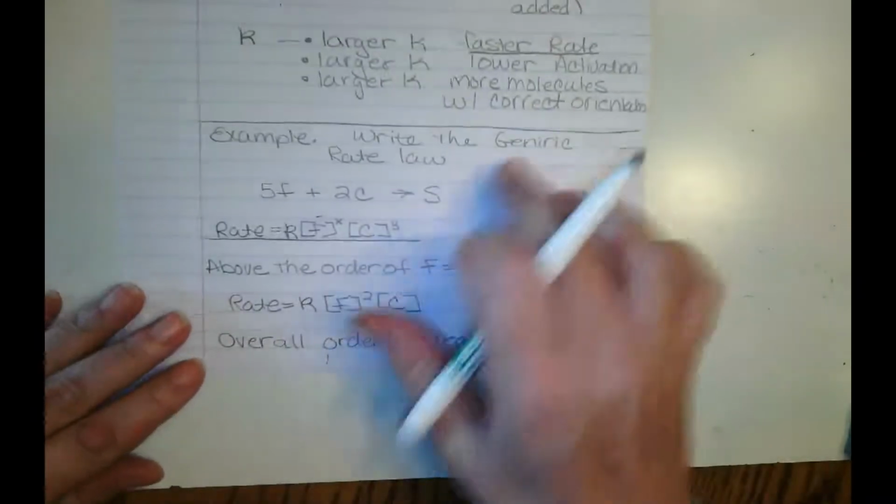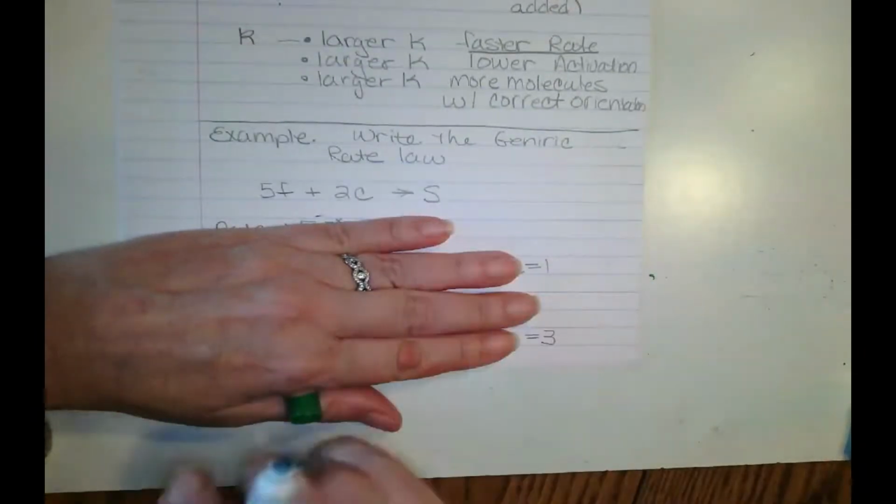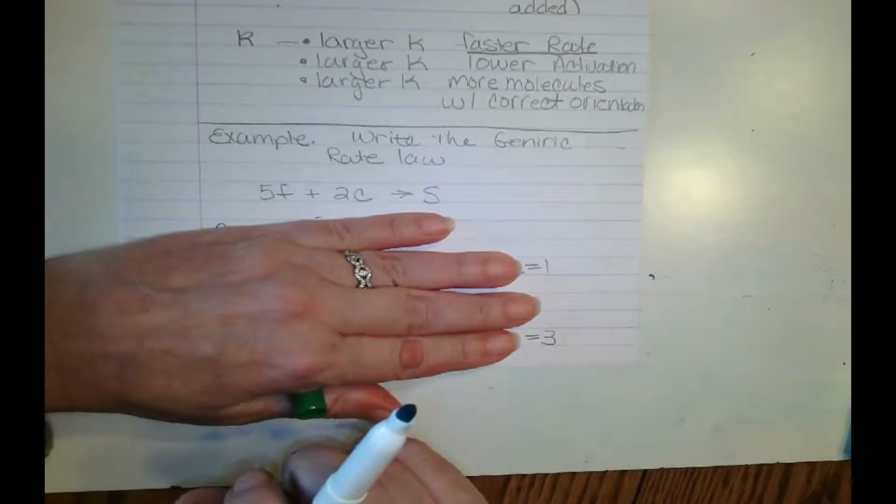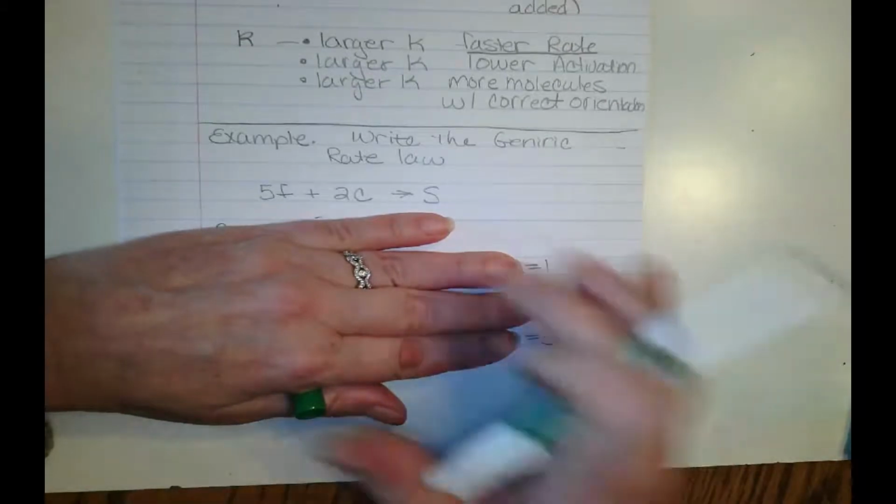Okay, so here's some examples. Write the generic rate law. Okay, here is my problem. Can you do it? So remember, we don't know what the orders are.